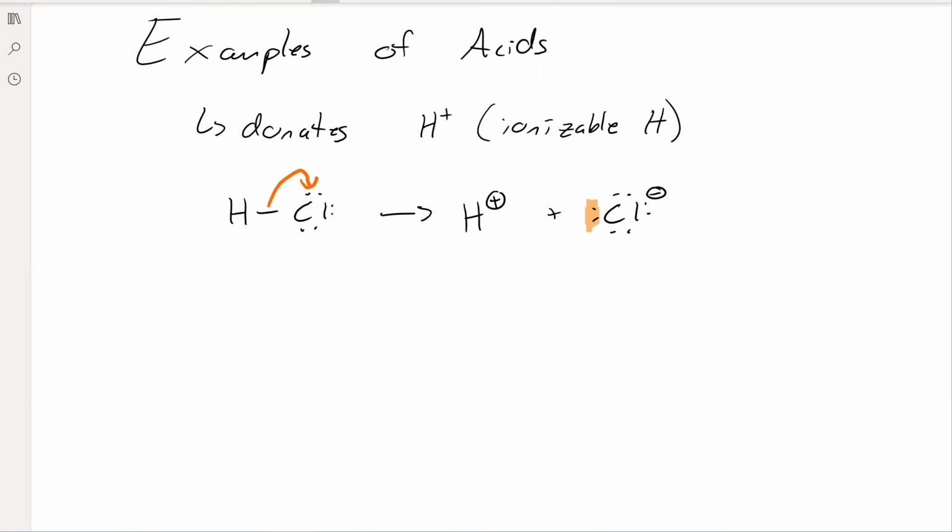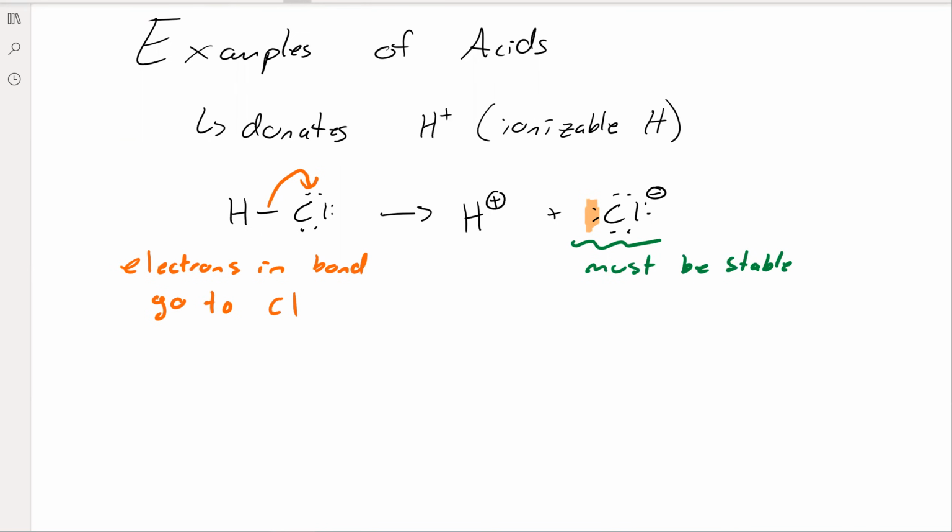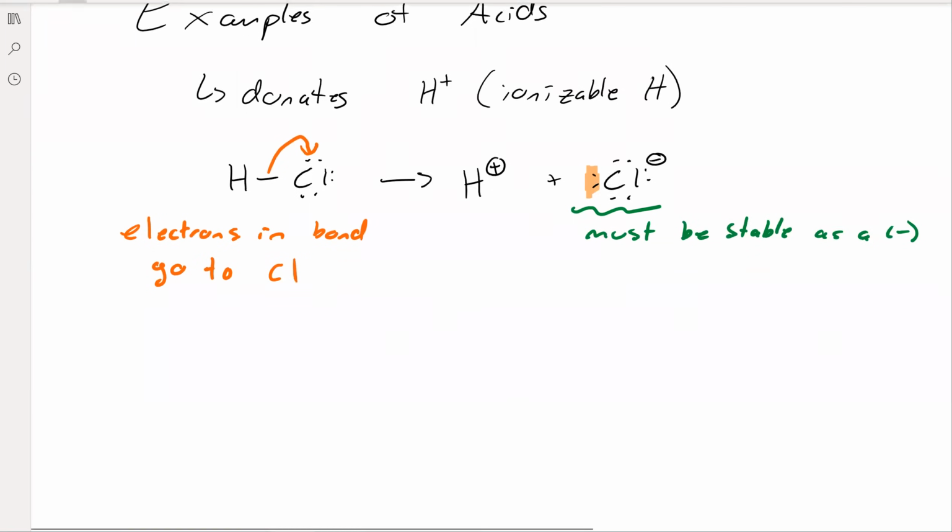Right, so those 2 electrons became these electrons. So the electrons in the bond go to Cl, right? That's always going to go to your conjugate base. And basically for this reaction to occur, this negative charge must be stable as a negative. And so the more stable it is as a negative, the more likely this reaction is to occur, and the stronger your acid is.